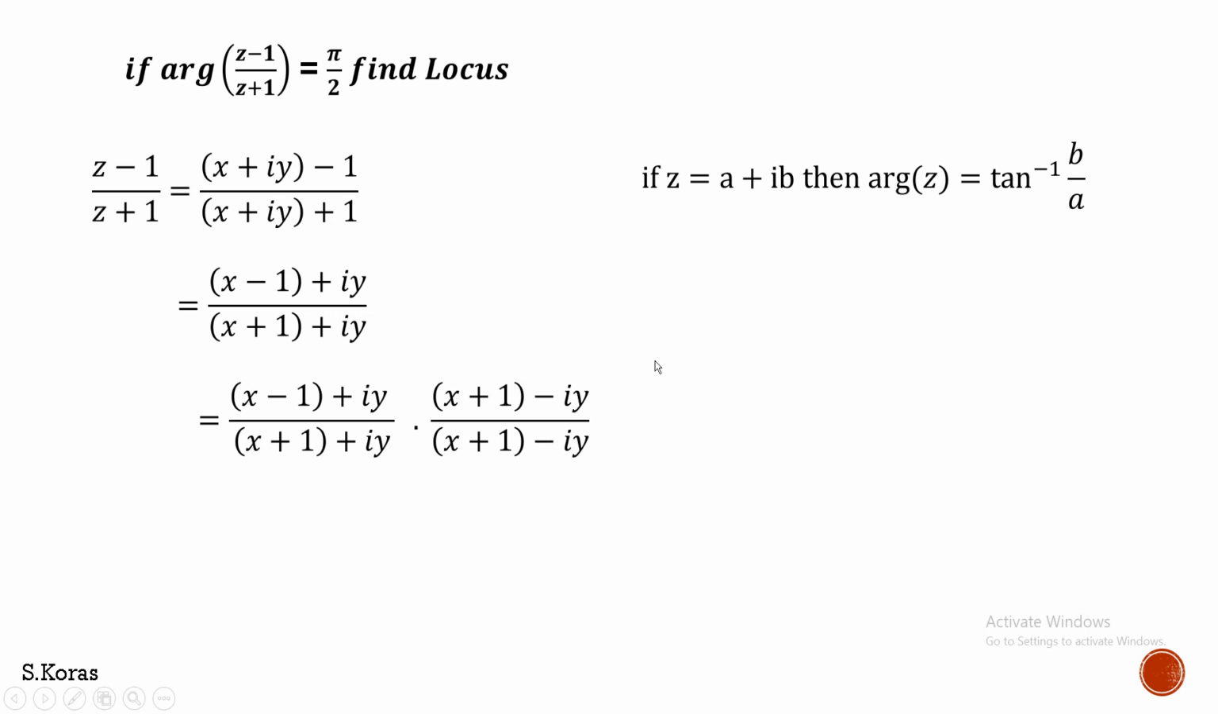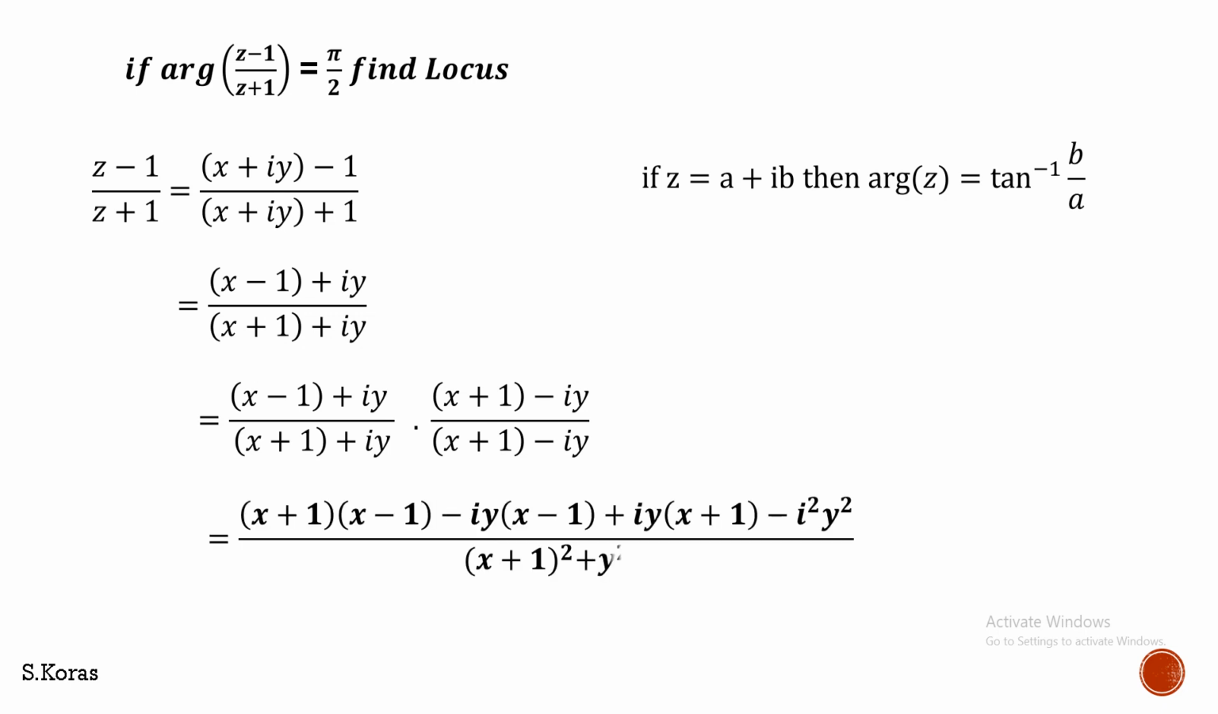The conjugate of x plus 1 plus iy is x plus 1 minus iy. Using that complex conjugate, we have multiplied the numerator as well as the denominator. Let us try to simplify this. If we simplify, that is x minus 1 into x plus 1, then plus into minus, x minus 1 into iy. Here plus into plus, iy into x plus 1, plus into minus, i into i square, y into y square. Denominator, this is complex, this is conjugate, so there is no need of multiplying.